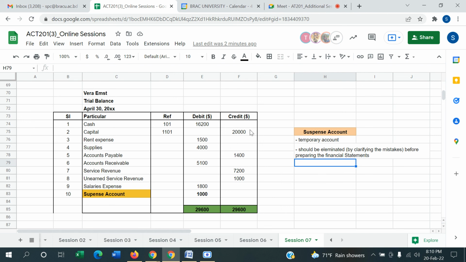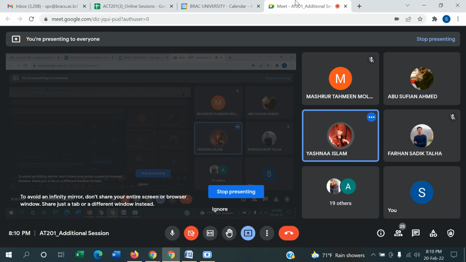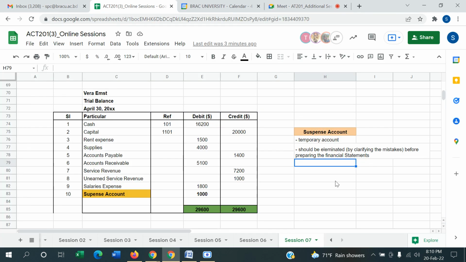Any query? Sir, I have a question about the suspense account. Please proceed. Sir, does the account have any amount restriction? No, there is no amount restriction, because this suspense account will only be created when there is a mistake to record the amounts, and these amounts can be any amount. There is no amount restriction for that.